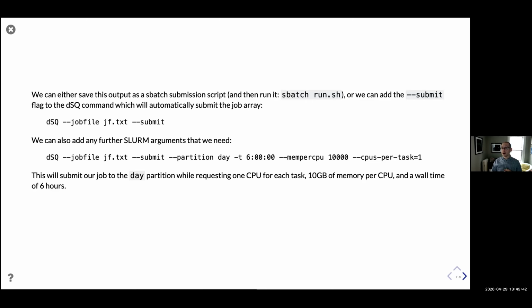And you don't have to have independent or different job ID numbers for each of your 10,000 separate jobs. They're all given a single job ID with an underscore and then the array ID. And that makes bookkeeping much, much easier. So DSQ is really great. Job arrays are really great.